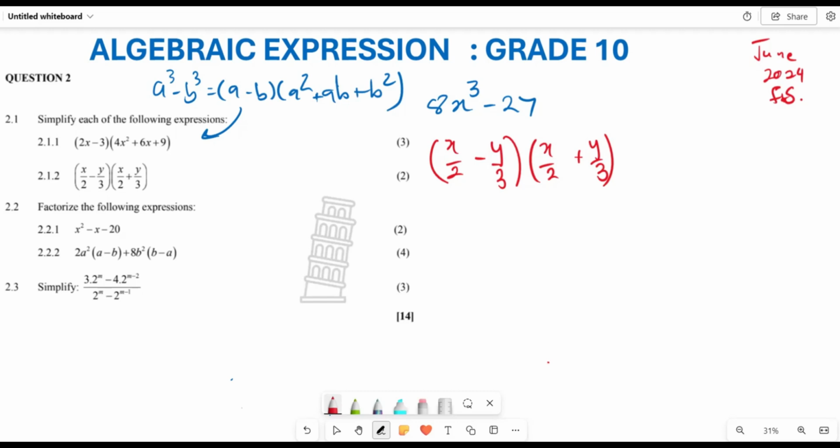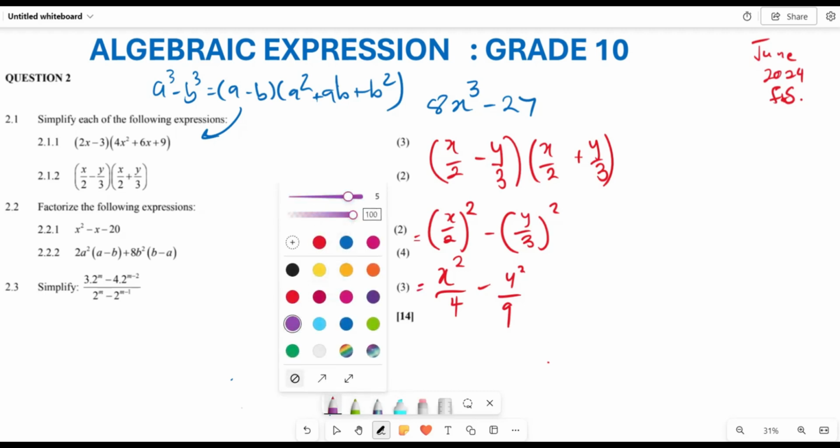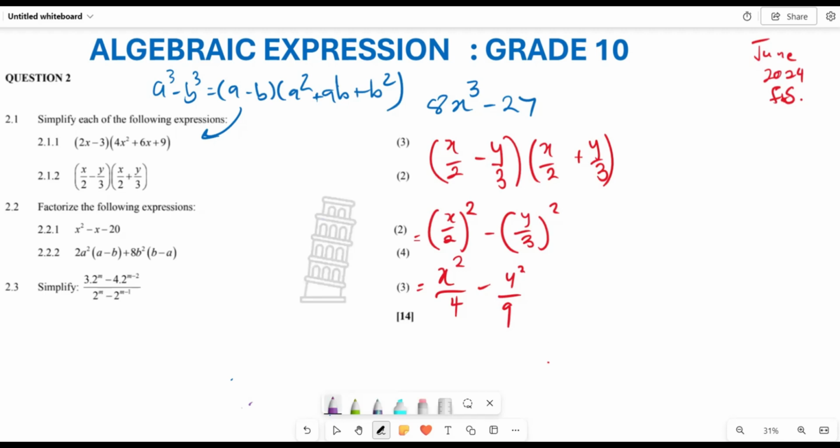So what can I do from here? This is actually the same as x over 2 squared subtract y over 3 squared. Are we together? Which means this is actually x squared divided by 4 minus y squared divided by 9. So that's what we have whenever we are looking at the difference of two squares.